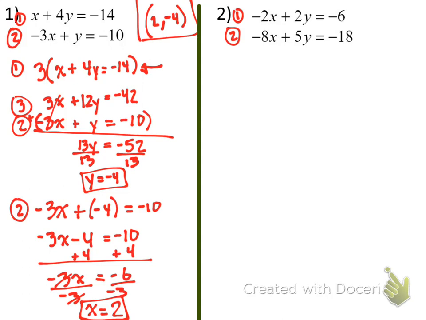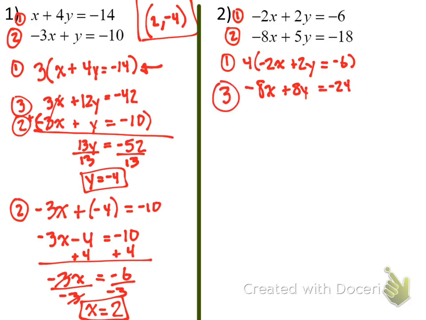So what we're going to do is multiply the first equation by 4 because we want it to be equal to 8. So I'm going to take equation 1, and we said we're multiplying it by 4. So 4 times negative 2x plus 2y is equal to negative 6. Distributive property. Multiply across, you have negative 8x plus 8y is equal to negative 24. And now this is my new equation 3.